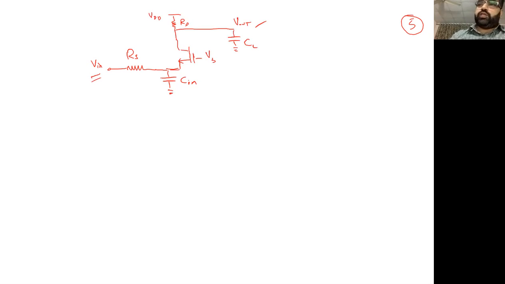So we can write H of S will be equal to A naught divided by 1 plus omega by omega P1 times 1 plus omega by omega P2. Okay, so that is the first thing we have.